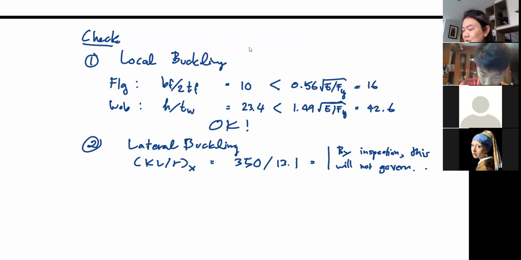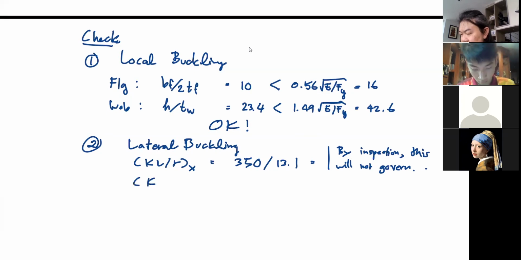Anyway, you should make a statement like this: by my inspection, this is not going to govern, so I will not calculate this. But if you don't write anything, I am obliged to assume that you don't know. Okay, because you are still junior engineers. You are under practice, right?